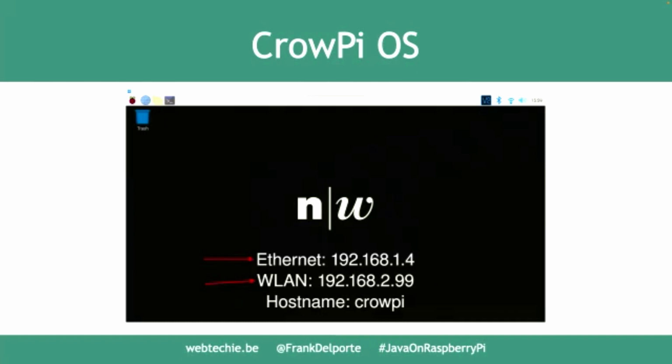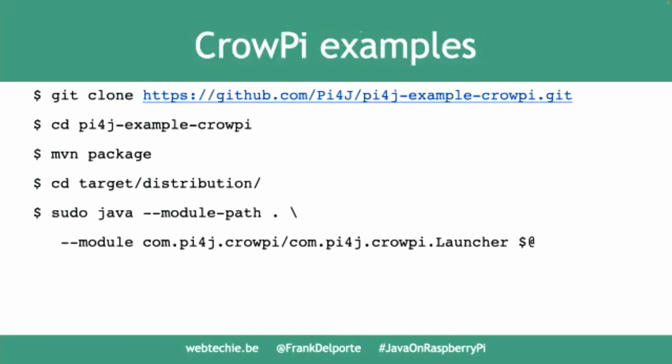Now, some of the improvements are very small. So for instance, the background image of the screen actually shows your IP number. So this is very easy if you want to connect to your Raspberry Pi from another computer. Now, if you want to get these examples, you can get them from GitHub.